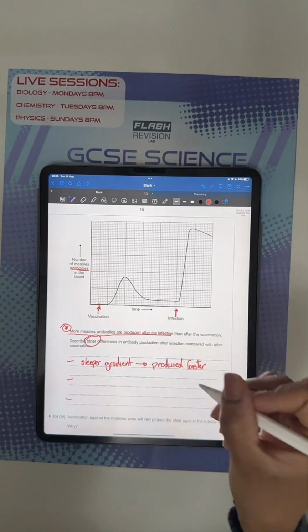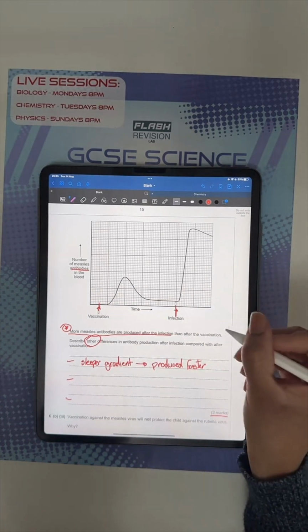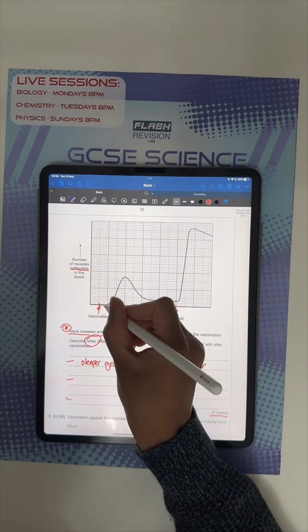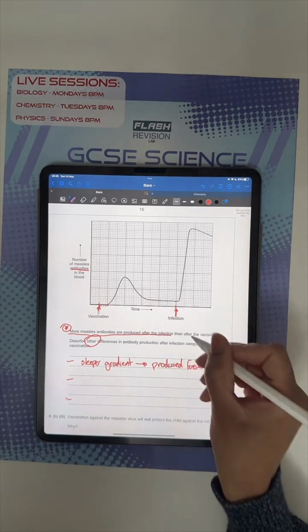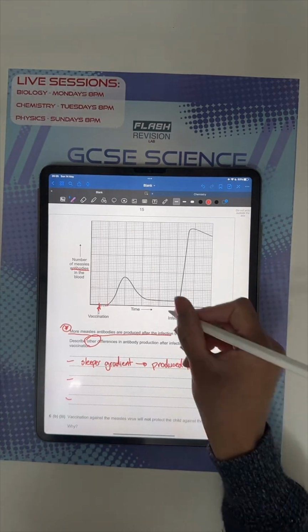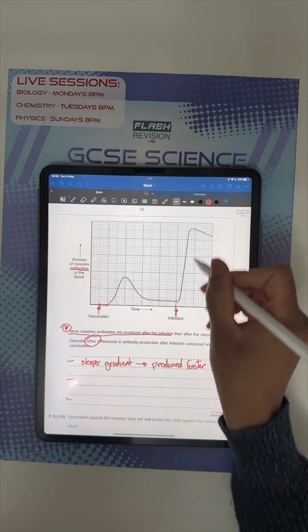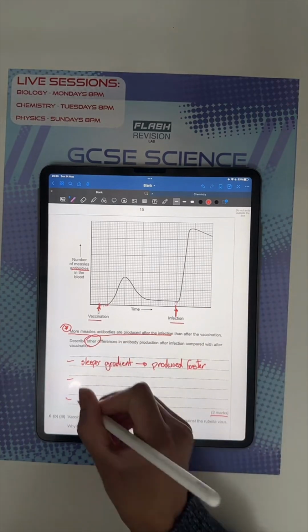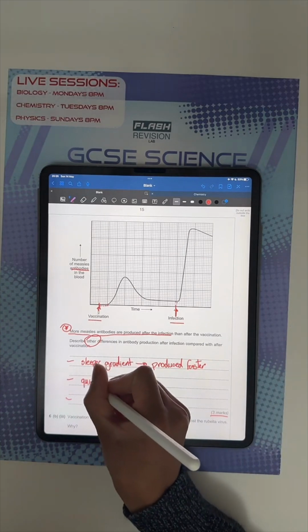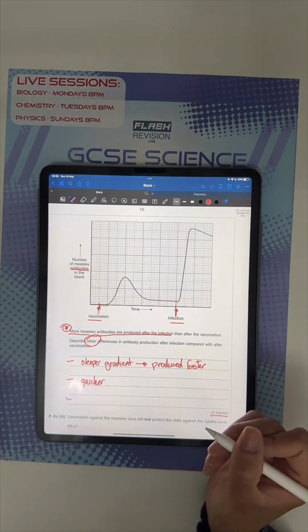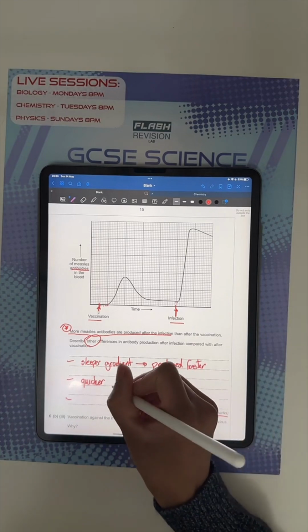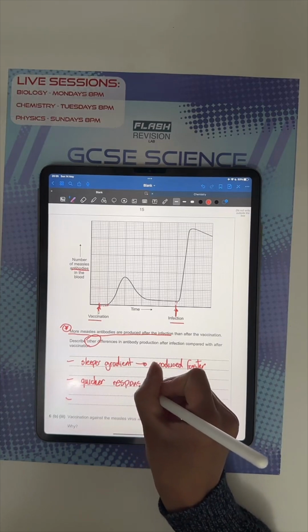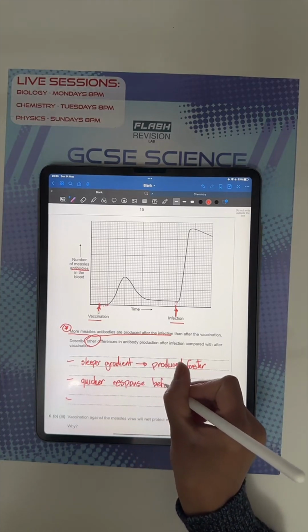Look at this. Look at where it's been vaccinated. Look at where it's been infected. See where it starts to rise. It takes about 1, 2, 3, 4, 5 squares before it starts to rise. This one, it literally only takes 2 squares. So the rise starts much quicker after infection than after vaccination. So you can say quicker response before the rise.